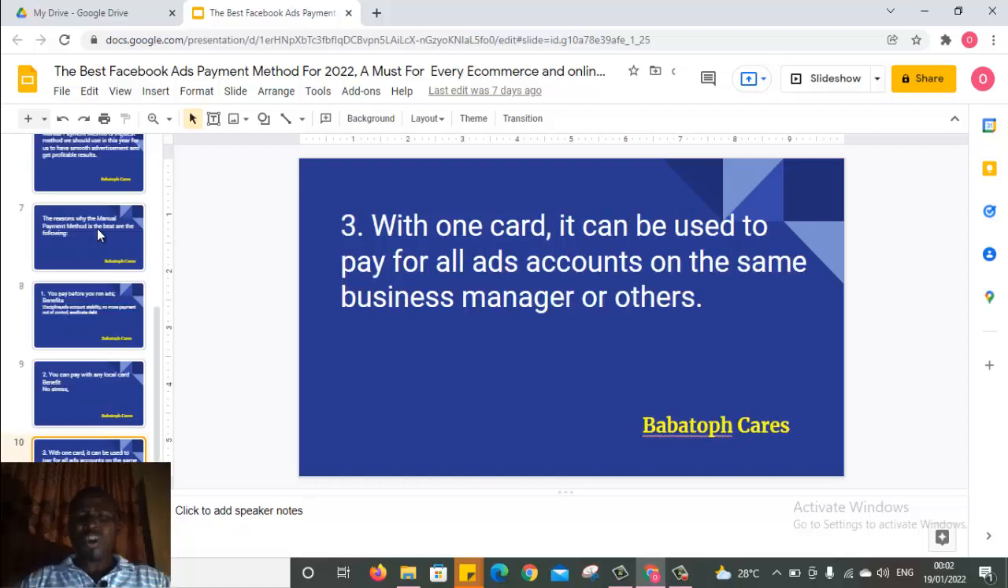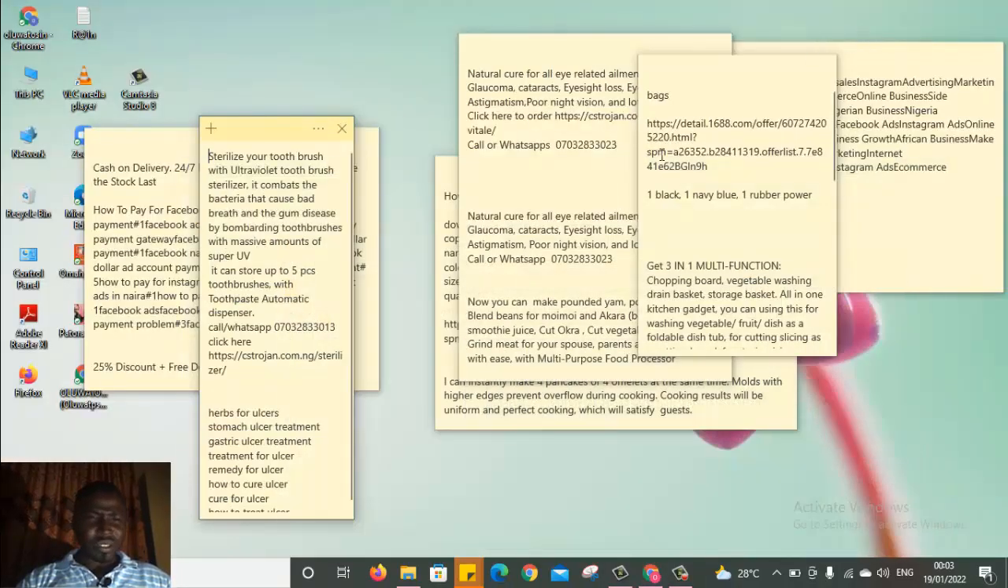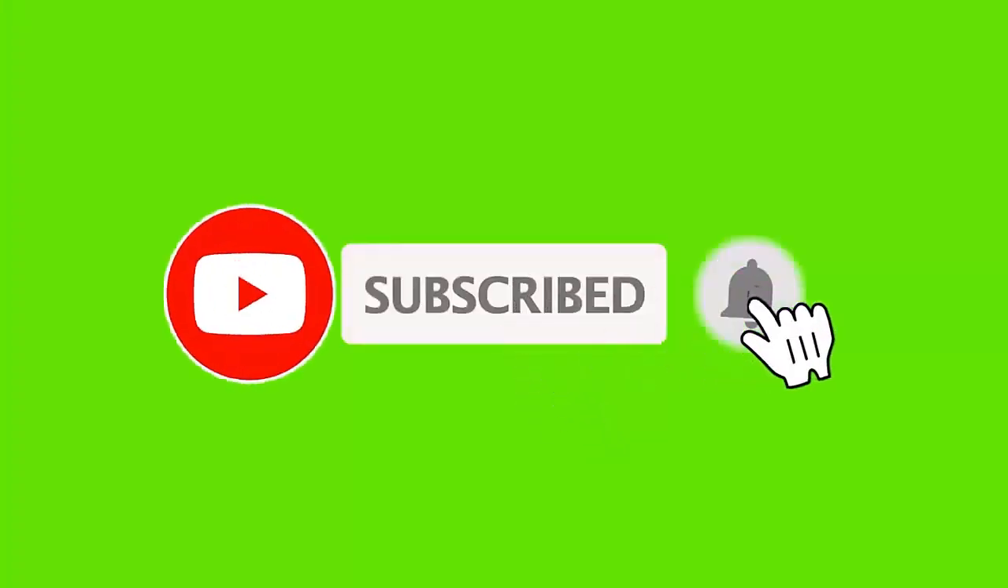Number 3 is that with one card, it can be used to pay for all ad accounts on the same business manager or another. Yes, it's what I've used. I have a particular business manager. Let me show you a particular business manager. I have it here. Just stay with me. Let me open my business manager. You see it. You see my business manager.